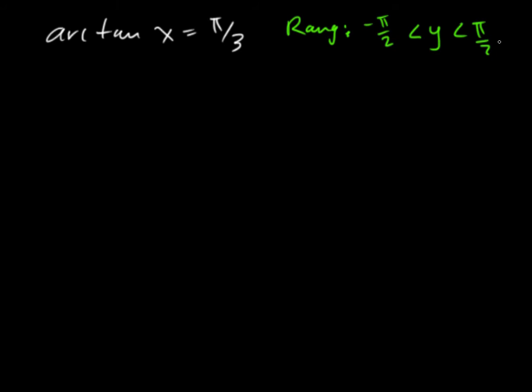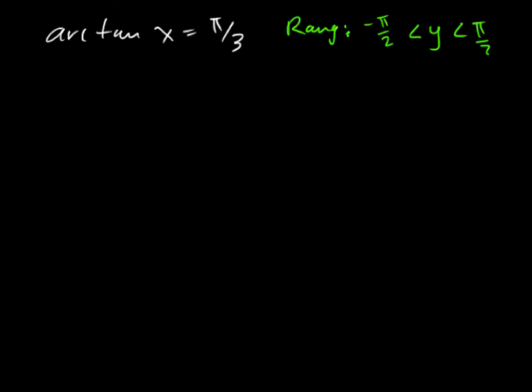So we're going to say arctangent of x equals pi thirds. The first thing is we want to check that our range works out. So the range for arctangent is negative pi halves is less than y is less than pi halves. I actually messed up on the previous screen. It's not equal to, so don't put the lines under it. On the previous screen, I think I put the lines under it.